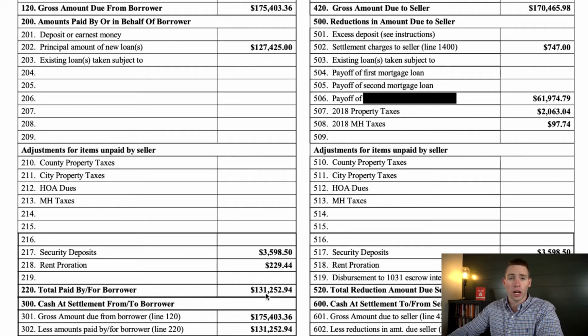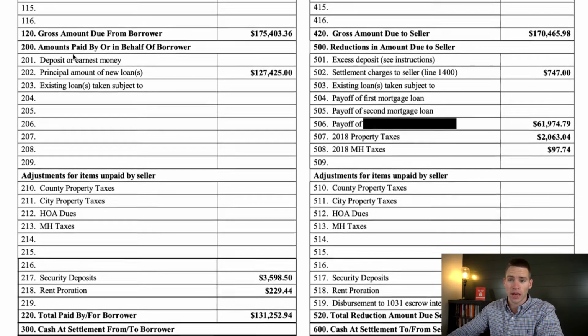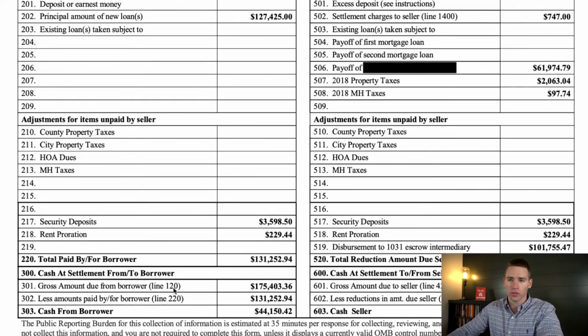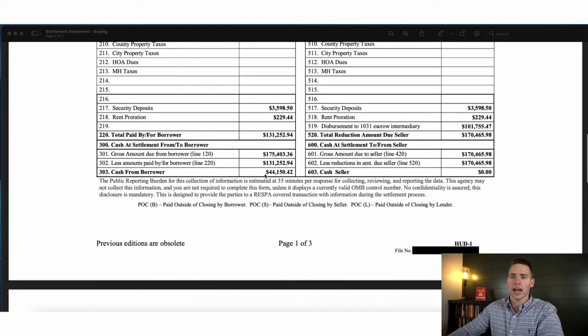So again, the total amount that was due was $175,000. The amount paid for by other people was $131,000. And so what this section right here, $300, is going to show how much money I need to pay. So we're going to take the amount from line 120. You can see here it references line 120. And so 120 is $175,000. That's the amount I have to pay. Less, when you see less, that means minus, subtract, amounts paid for by others, line 220. So that's $131,000 there. So the amount that needs to be paid minus the amount other people paid for me, and we're going to have a cash from borrower of $44,150, right? So my down payment on this property was $44,150, okay?